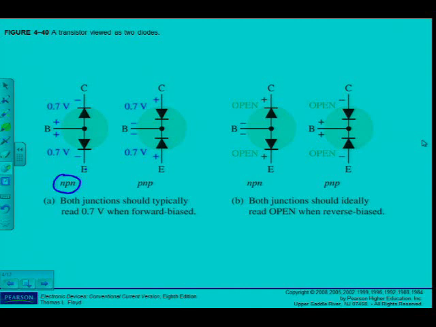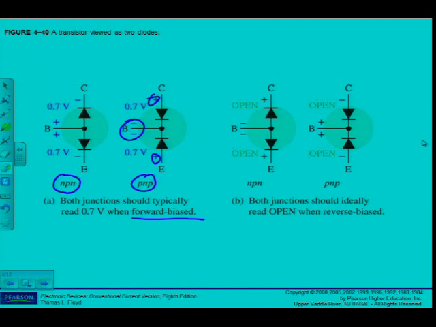And for the PNP, I can see then just the polarities are the other way around. And then I should get the same reading. So if I forward bias, then for instance, the emitter base junction, I will put the red lead on the emitter and the black lead on the base, and I should read 0.7 volts. Alright, that is when it is forward biased.